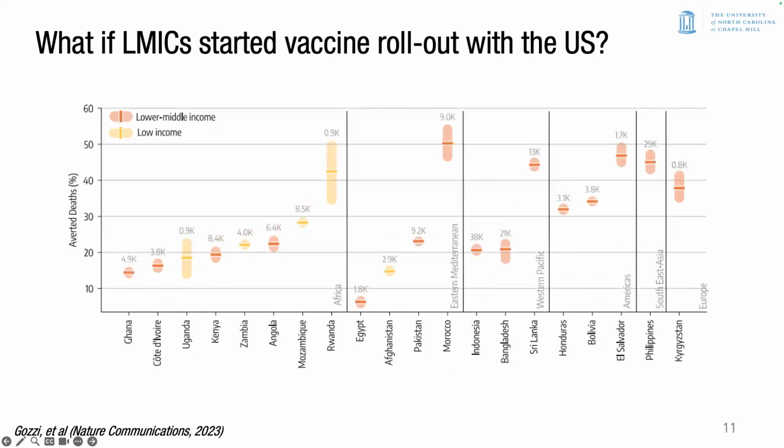And the second result is, what if the LMICs started vaccine rollout with the US? As all countries distributed vaccines at different timings, the delay with respect to the US starting date spans 1 to 4 months by country. But overall, it was projected to reduce deaths by 20%, while the magnitude of such effect is heterogeneous and smaller when compared to the previous counterfactual scenarios with more vaccine doses.